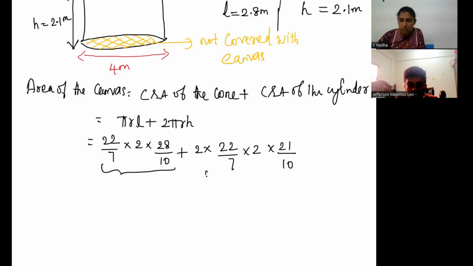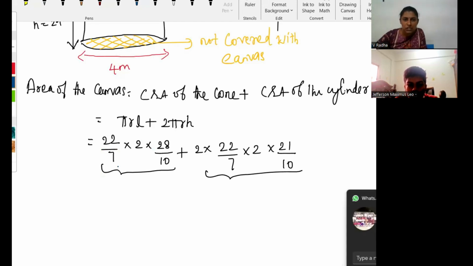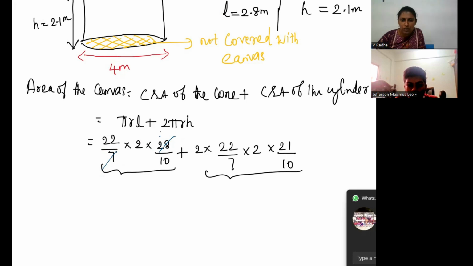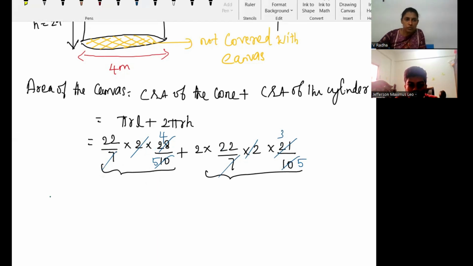This is the first term. These all are the second term. Now do the cancellation. Cancelling is very important for this chapter, otherwise all are easy from a student's point of view. So 1, 7, here 4, 7. So 2, here 5. No more possible. So here 7, here 3, and 2, here 5. And multiply the remaining terms.